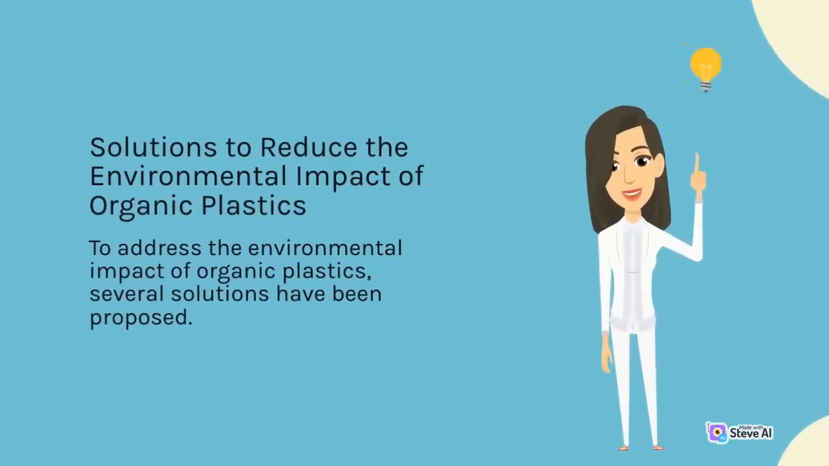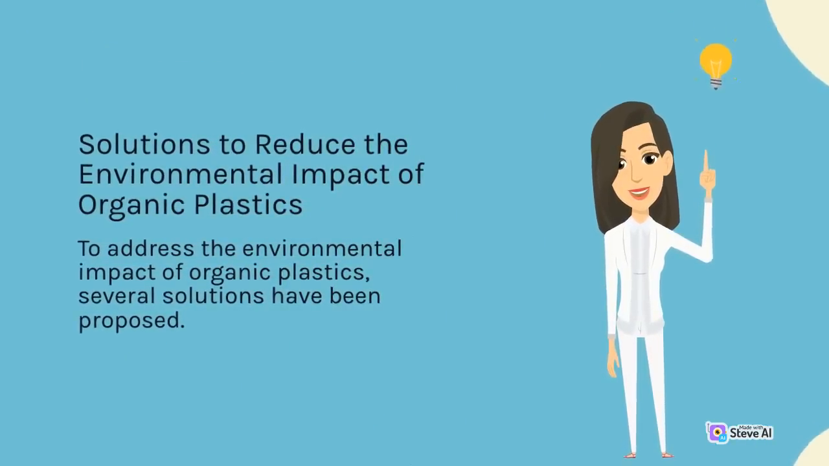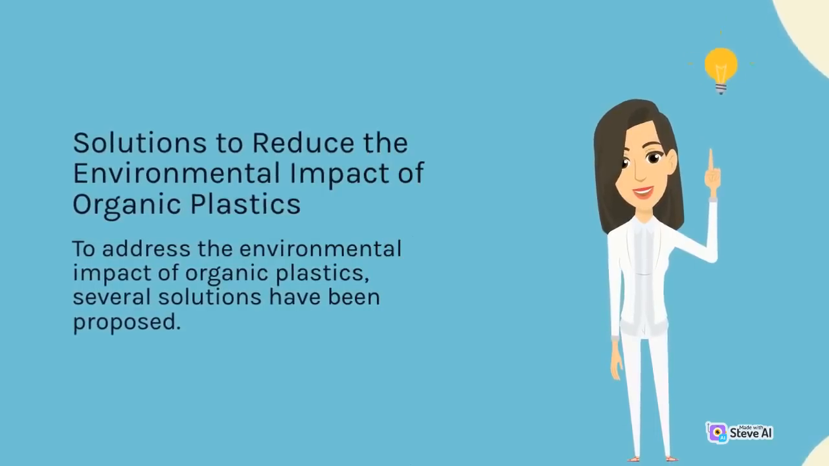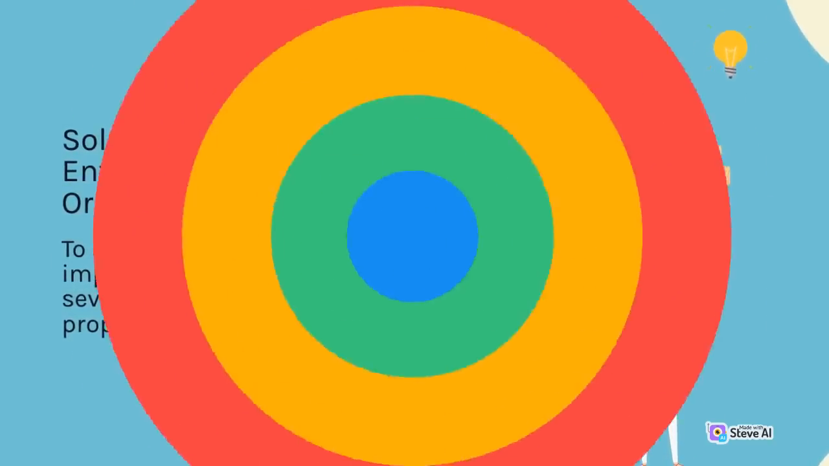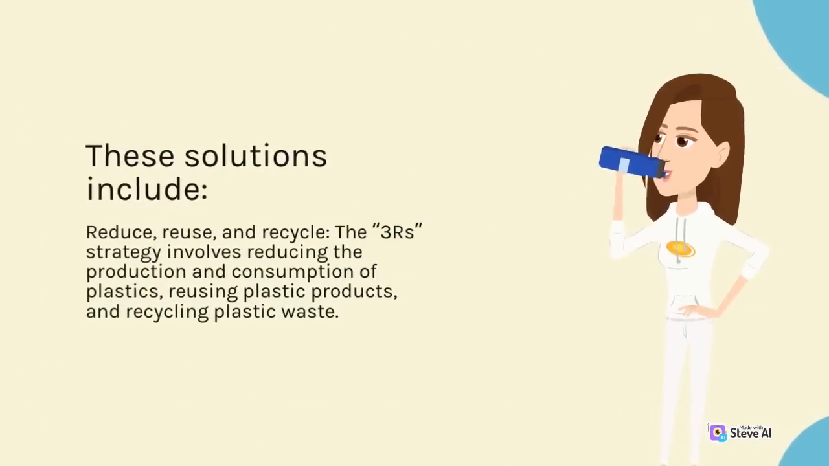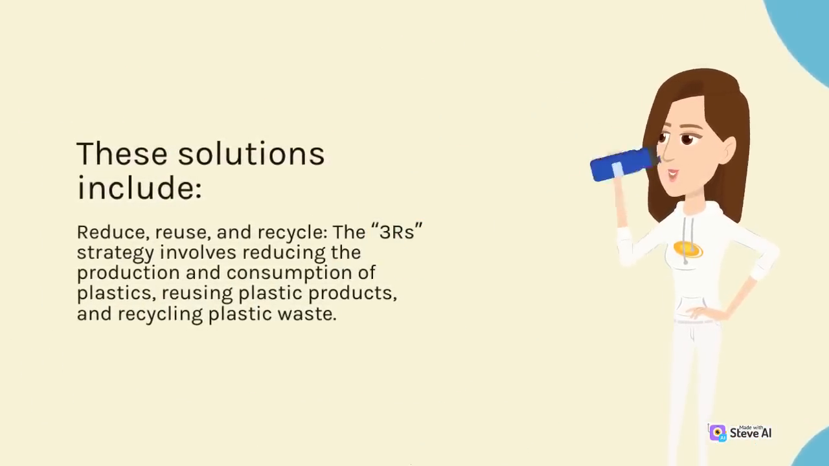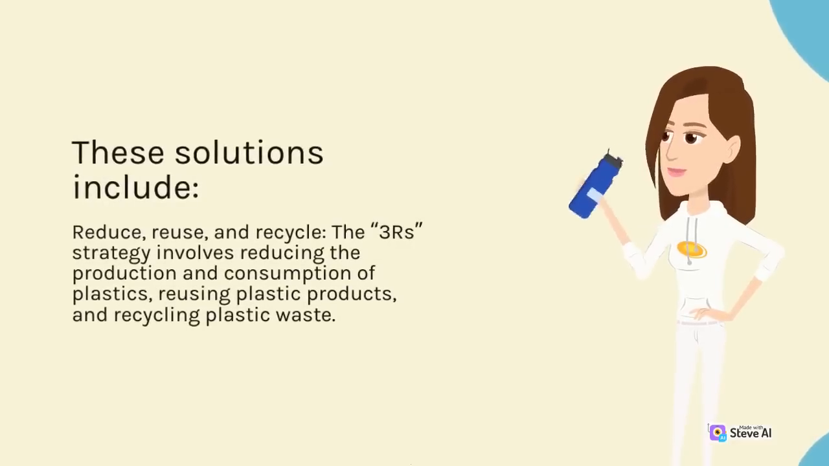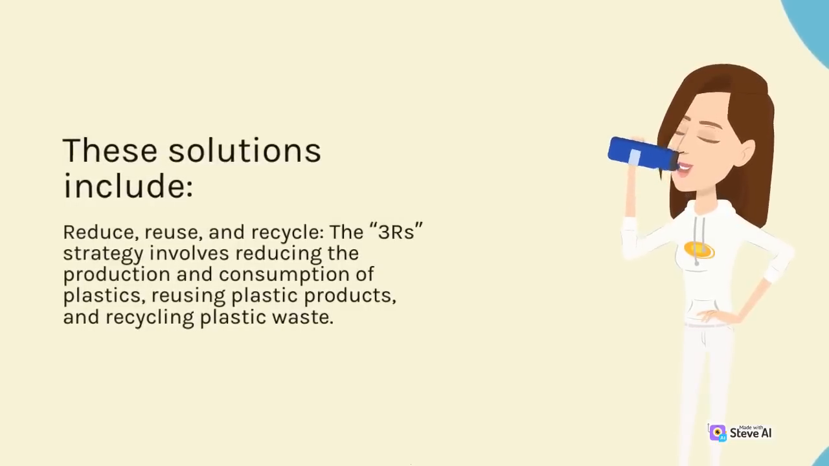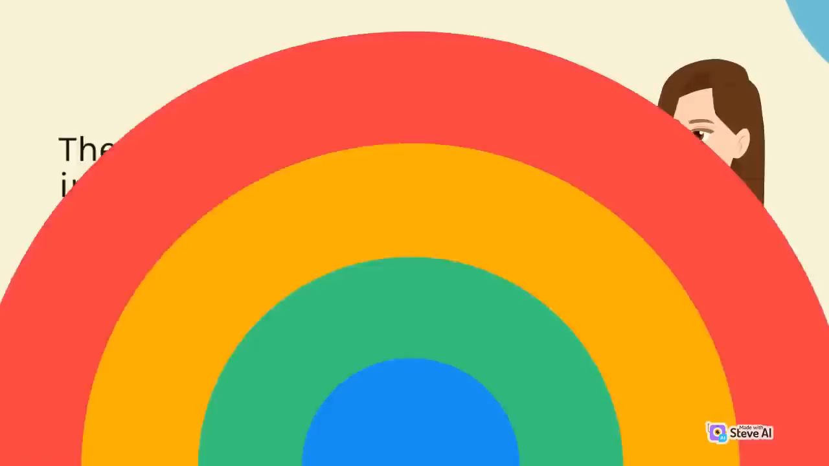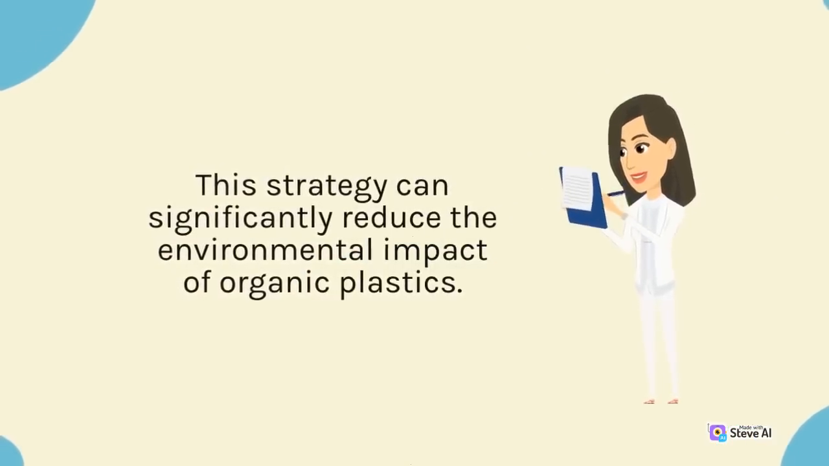Solutions to reduce the environmental impact of organic plastics. To address the environmental impact of organic plastics, several solutions have been proposed. These solutions include reduce, reuse, and recycle. The 3Rs strategy involves reducing the production and consumption of plastics, reusing plastic products, and recycling plastic waste. This strategy can significantly reduce the environmental impact of organic plastics.